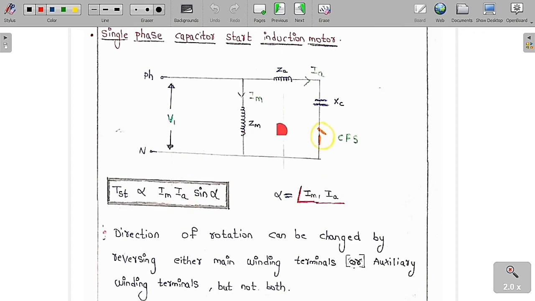So if you want to reverse the direction of the rotor, you have to reverse any one of the windings, but not both. If you reverse both the terminals, then definitely negative times negative is positive. Therefore, direction of rotation can be changed by reversing either the main winding terminals or the auxiliary winding terminals, but not both.